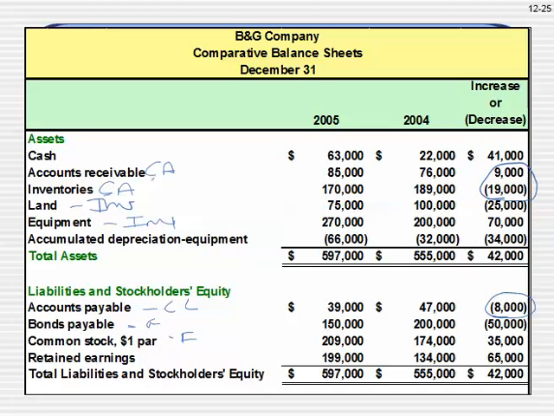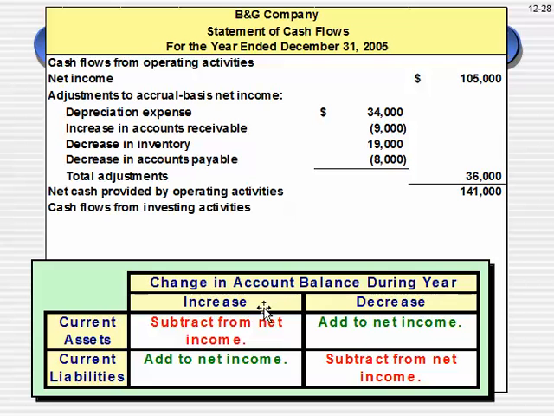So an increase in a current asset gets subtracted, which is what we did to accounts receivable. We had a decrease in inventory, which is a current asset, so that gets added, so $19,000 gets added, and then a decrease in our current liability, you'll see, gets subtracted. So if we go ahead and take our $105,000, then take our adjustments and add those all together, we'll get an additional $36,000. So net cash provided by operating activities was $141,000.